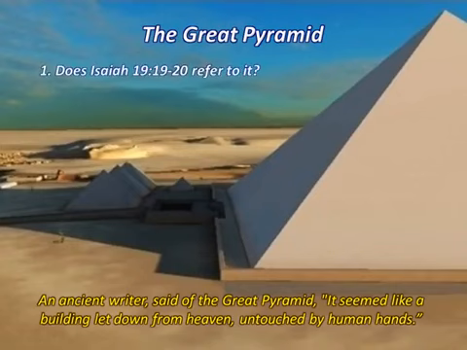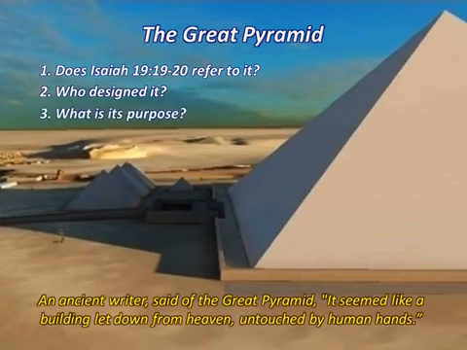So we're going to answer 3 questions. First question, does Isaiah 19:19 and 20 refer to the Great Pyramid? Question number 2, who designed it? Notice that I didn't say who built it. That's the question everybody asks in all the pyramid programs and documentaries. They want to know who built it. We're going to look at who designed it because that's what's important. And then what is its purpose? So for the next 45 minutes or so, this will be the focus of our attention to answer these 3 questions.